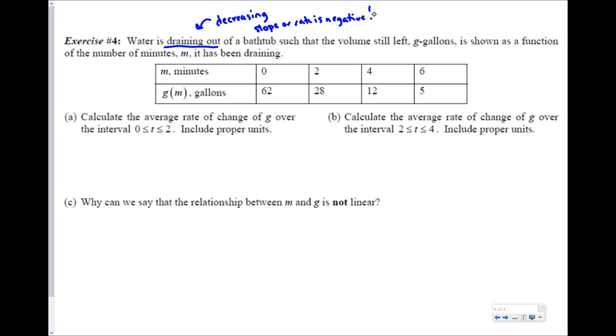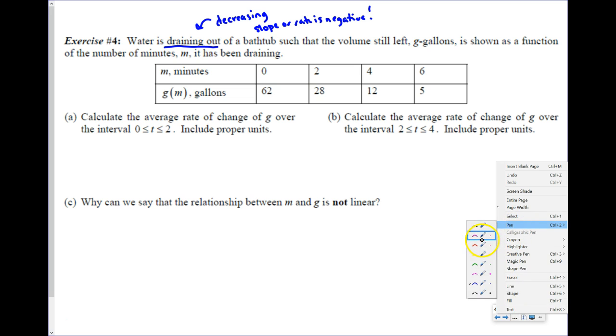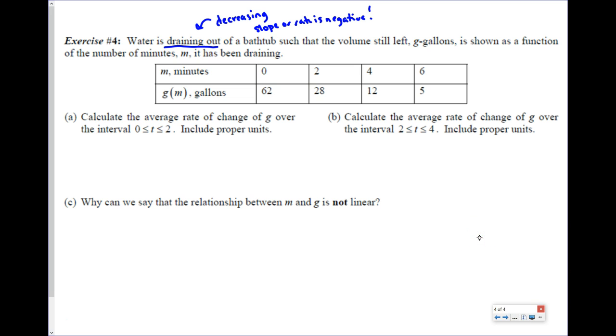All right. Letter A says calculate the average rate of change of G over the interval 0 to 2. We have done this so many times as a class, finding the rate of change. So I want my change in gallons over my change in minutes. Remember, I like to label this sometimes as X and Y to help me remember that I'm going to subtract those values over those top values. And these are like my little X's. So I'm going to have 2 minus 0 on bottom, and I'm going to find f of 0 and f of 2. So at 0, the answer is 62.